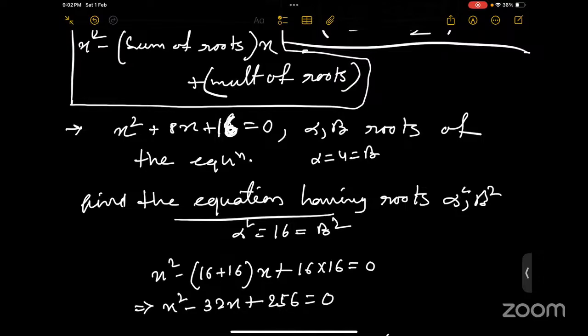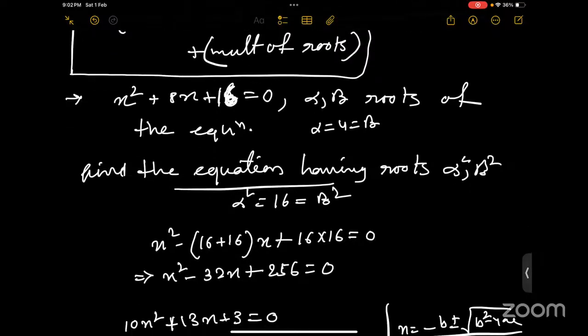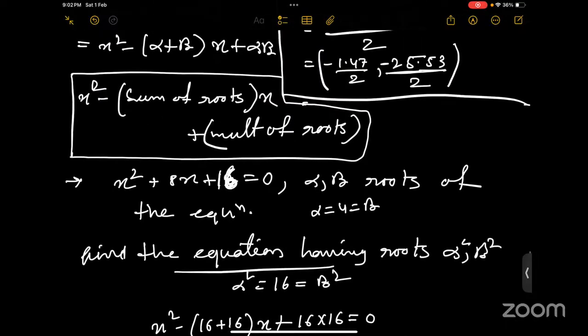In that case, we will get the sum of the roots as 16 plus 16 and the multiplication of the roots as 16 into 16, right? What formula did you tell? This one, the boxed one: x square minus sum of roots into x plus multiplication of roots.